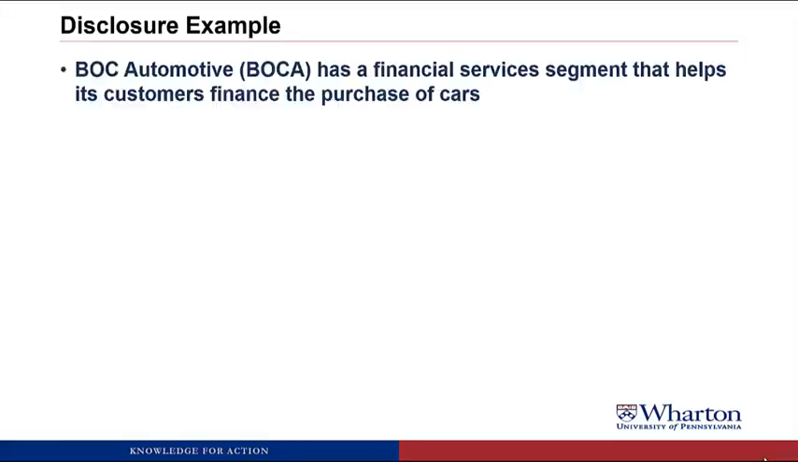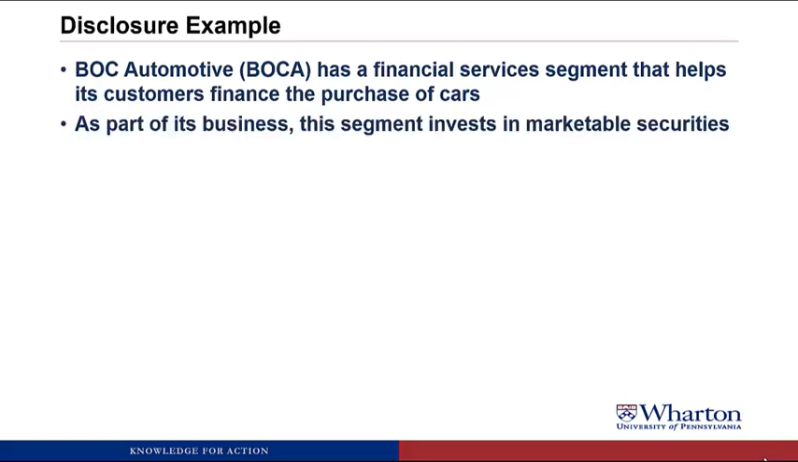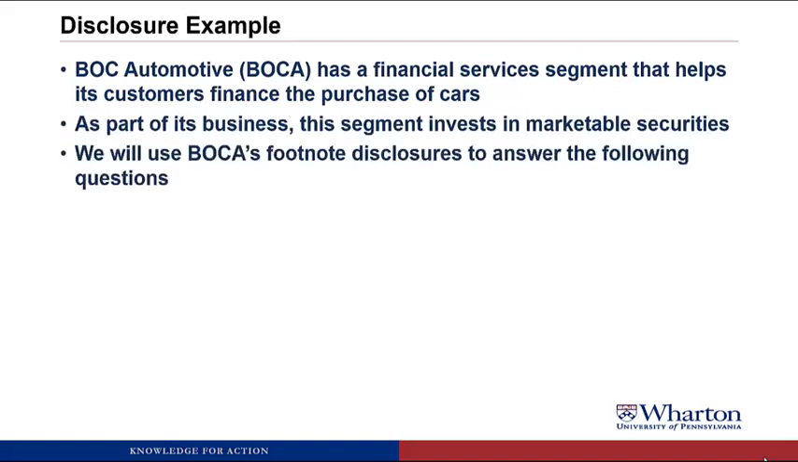So in our disclosure example, we're going to be looking at BOC Automotive, otherwise known as BOCA. They have a financial services segment that helps its customers finance the purchase of their cars. As part of its business, that segment invests in marketable securities. So we're going to use BOCA's footnote disclosures to answer the following questions.